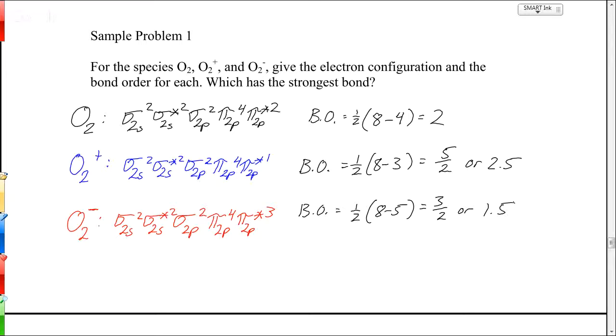And now, we don't know what a half a bond looks like. That's fine. It doesn't matter. We know that that's stronger than 2. So if you knock an electron off of O2, you would expect the oxygen atoms to come a little bit closer, be a little bit more tightly held together. Doesn't mean it's a more stable molecule. It just means it's a higher bond order.